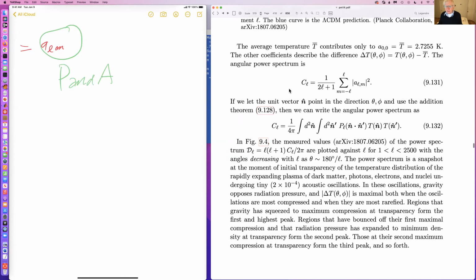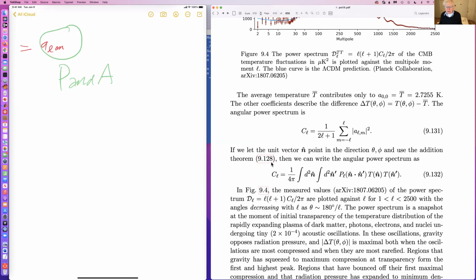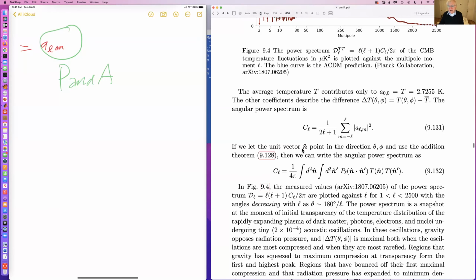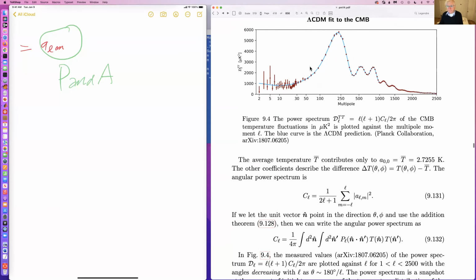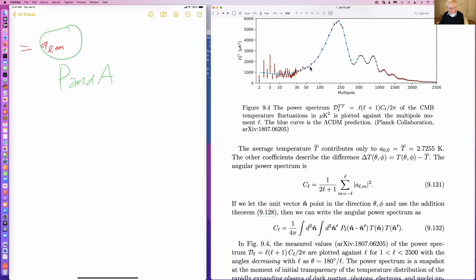The measured values of the power spectrum multiplied by L(L+1)/2π are plotted here against L between 1 and 2500. The high L's, of course, are the ones that are sensitive to very small angles, whereas the low L's are things like cosine theta, and that takes in the whole sky. So these are huge angles, small angles.